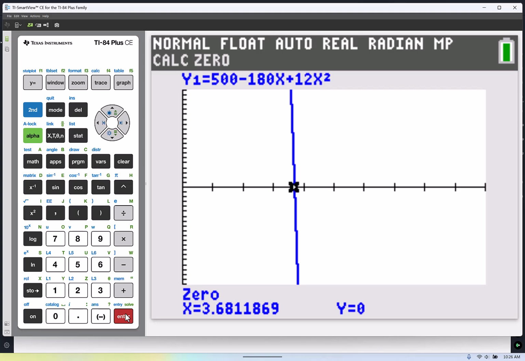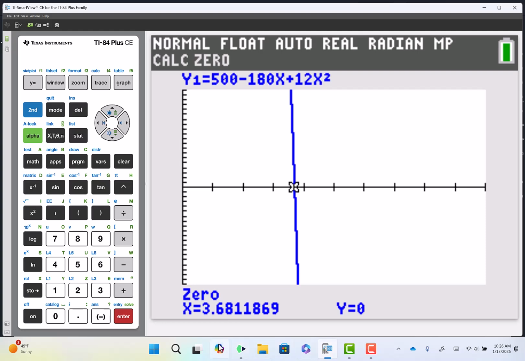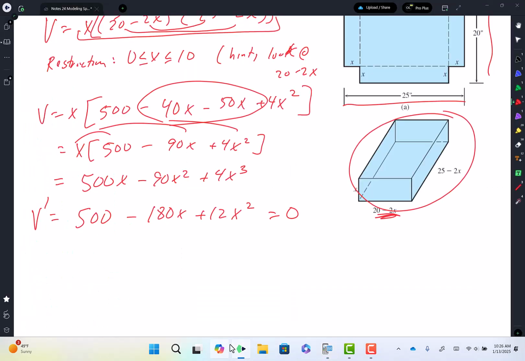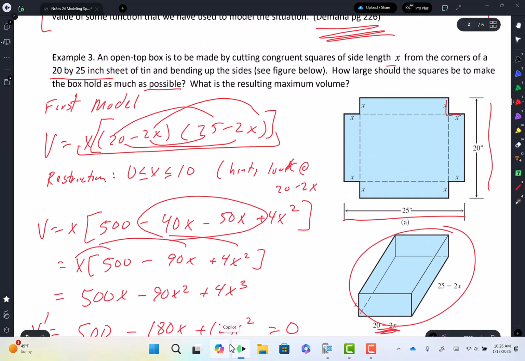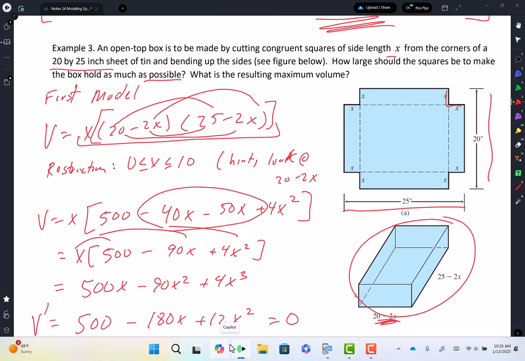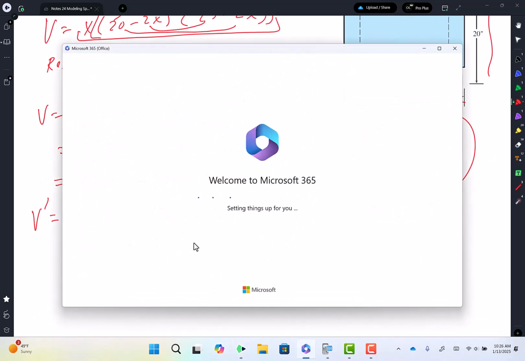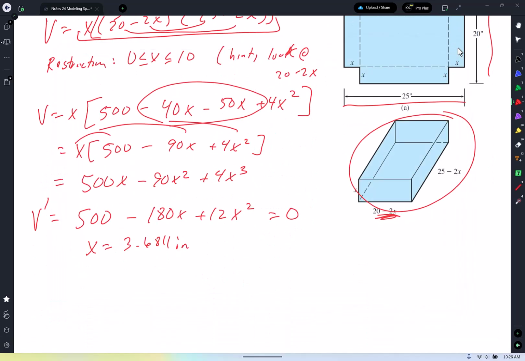And there it is, guys. 3.6811. That's a dimension. X equals 3.6811. This is inches. All right, that's the height.